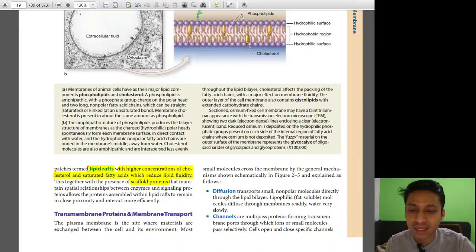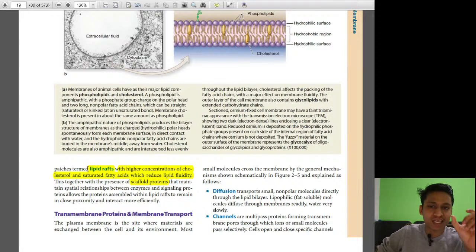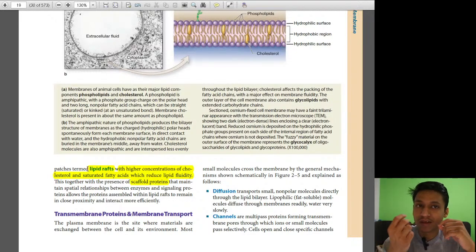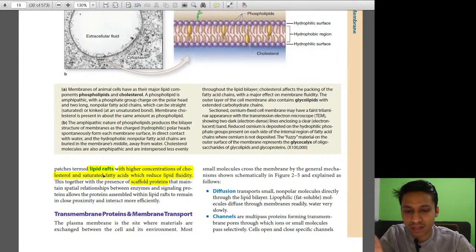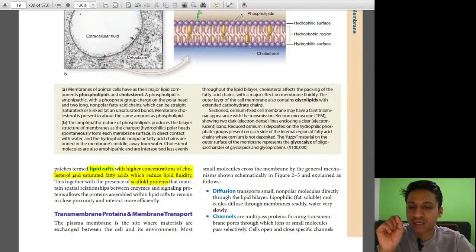So this type of membrane patch, where we have a protein in a complex with enzymes, moves less, and this type of complex is responsible for transducing signals from outside the cell to inside the cell. These are termed lipid rafts, with a higher concentration of cholesterol and saturated fatty acids, with reduced lipid fluidity.